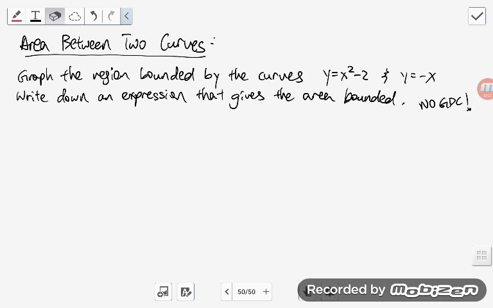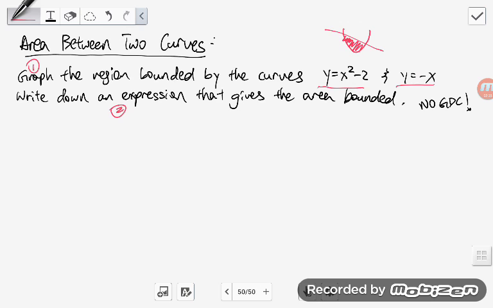Welcome back. So here we have two equations. The first one is quadratic, the other one is linear. The first thing we have to do is graph it, and the second thing is to write the expression. When you write the expression, to find the area bounded by this parabola, which looks like that, and y is equal to negative x, the slope is negative, so maybe something like that. This is just a very brief sketch, and then we have to find that area there.